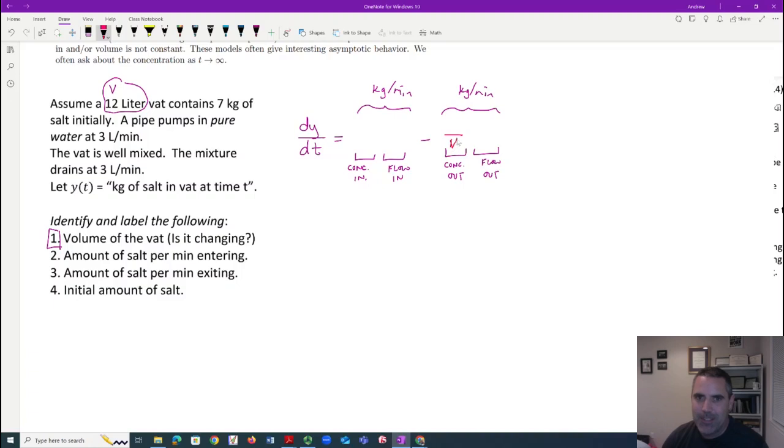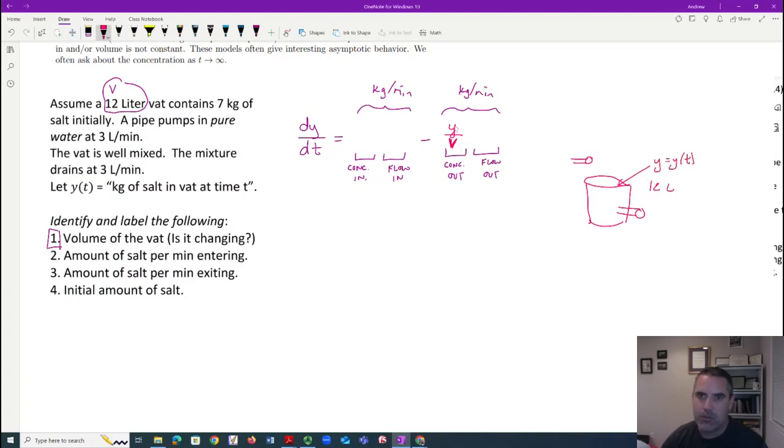L. It's this V right here. I said L because of liters. And the amount of salt that's going to be in the container is changing. So in this problem, a few visuals. Sorry, I've kind of jumped right in. But in this problem, what they tell you is that it's a 12-liter vat, and the amount of salt that's in there at a given moment is changing.